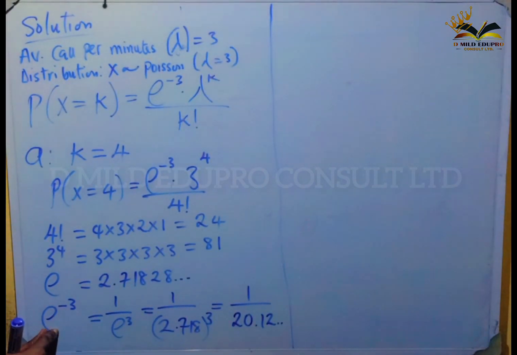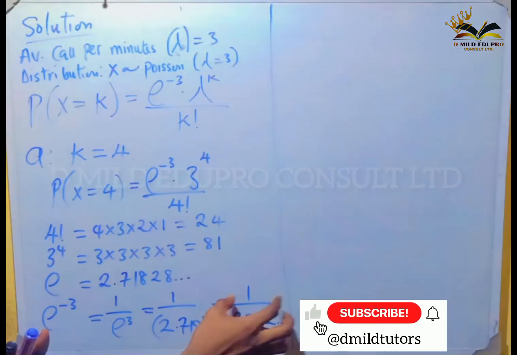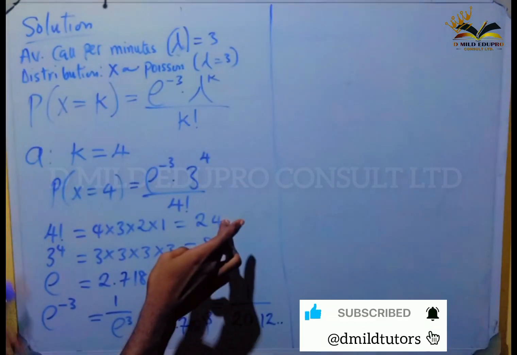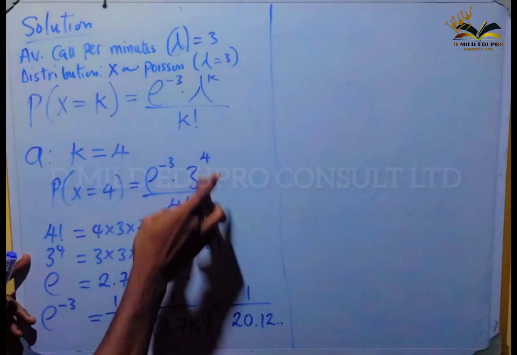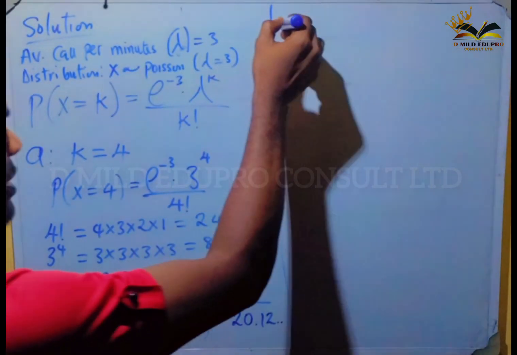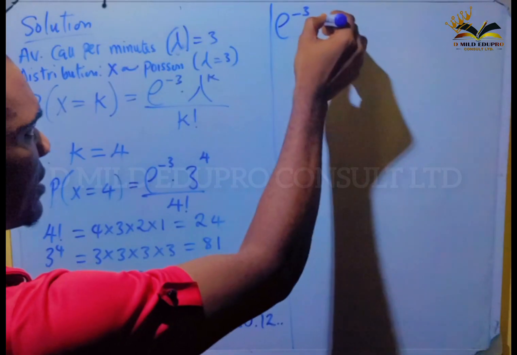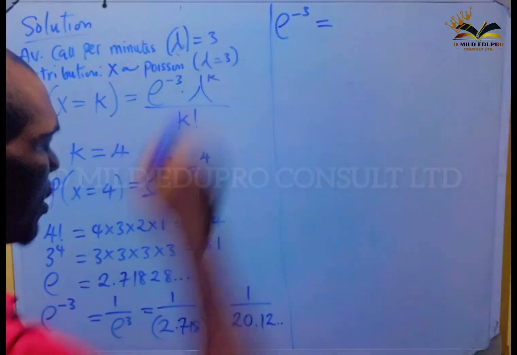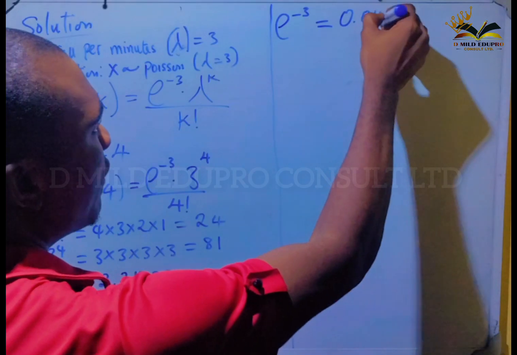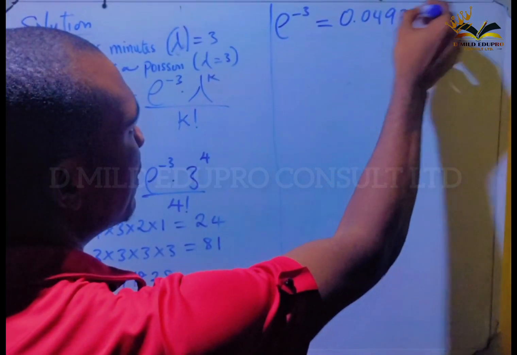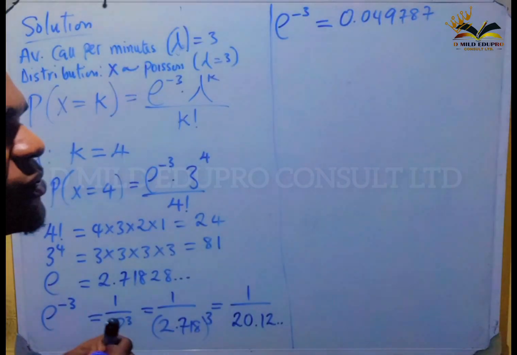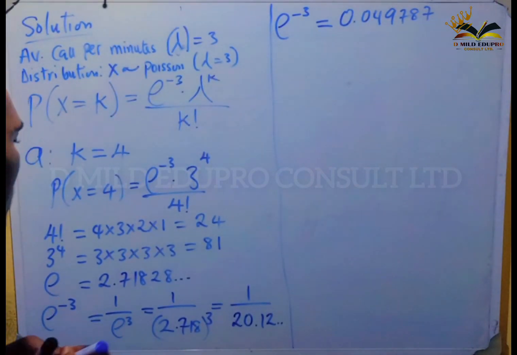Whatever we arrive at when we divide, we'll substitute it here, and then we'll solve. We already have the factorial and we already have the power of 3. Now we're looking for e raised to the power minus 3, which is equal to 0.049787. So now we already have the value. You can approximate to maybe 4 decimal places and so on.